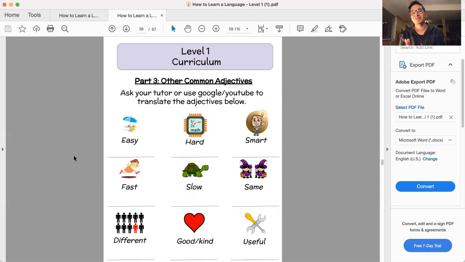So I think it's important that this whole program I've put together is based on having one or multiple native or advanced speakers that you can talk to just to confirm everything, right? So as a recap, you can just talk to your tutor or your language exchange partner to figure out how to say these things, or you can Google it, YouTube it in advance, and then double check it with your tutor or language exchange partner.